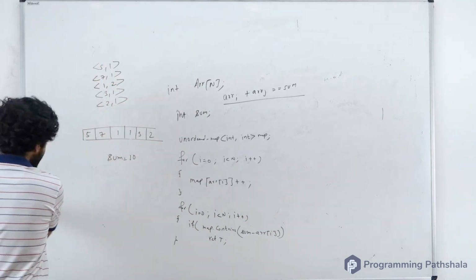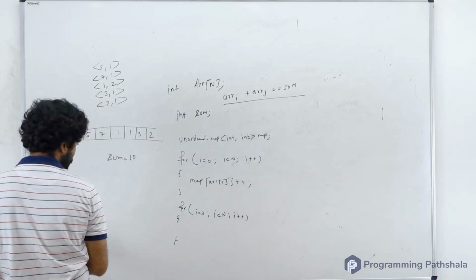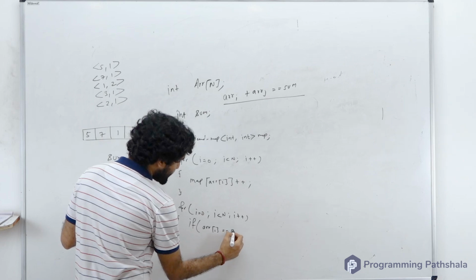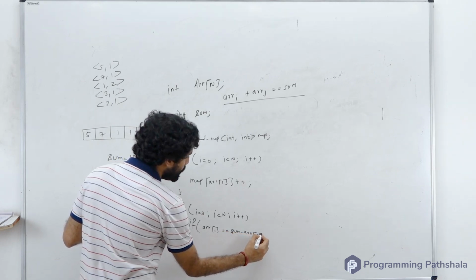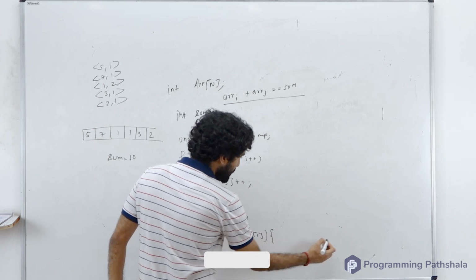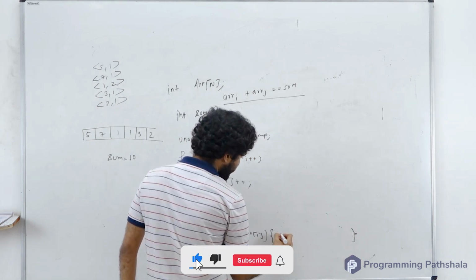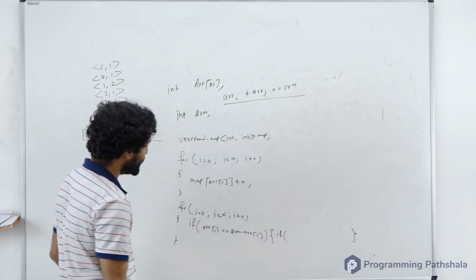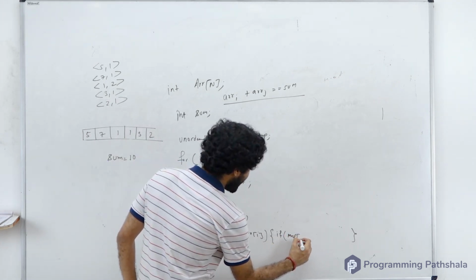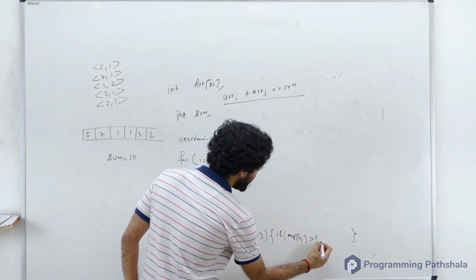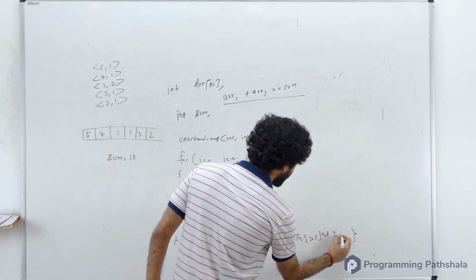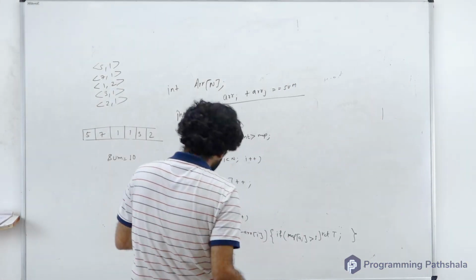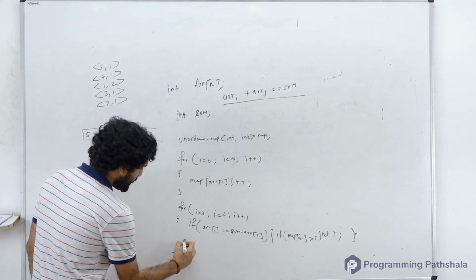Now you can have a special condition over here. If you see that array[i] is equal to sum minus array[i], which is if both the candidates are same, then if you see that the frequency of this thing, map[array[i]], is greater than 1, then only you will return true. Otherwise, you will not return true.